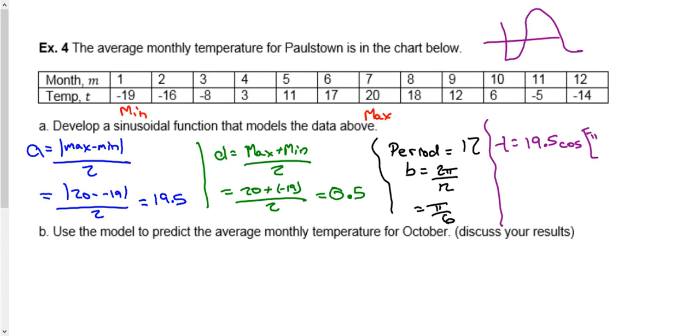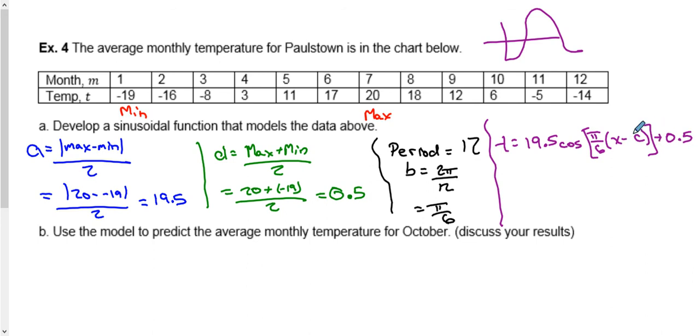You know our b value is pi over 6. You have x minus c, and let's call it just c there because we don't know if there's a phase shift yet, plus 0.5 for our vertical displacement. There you go. That's going to be our equation.